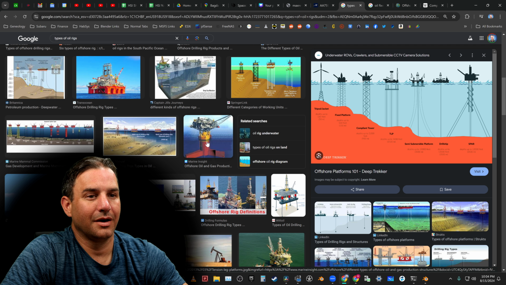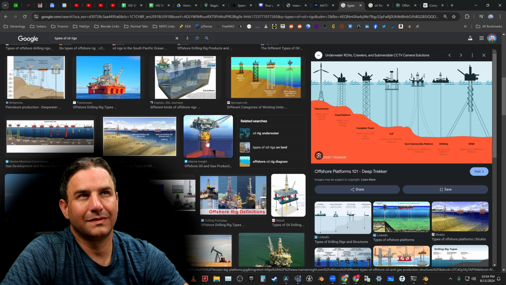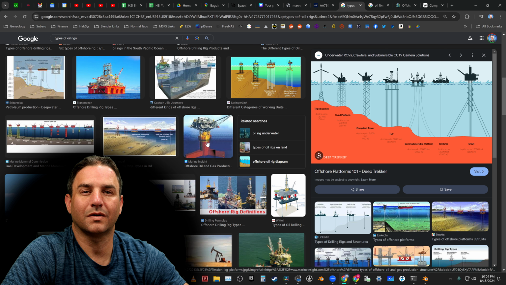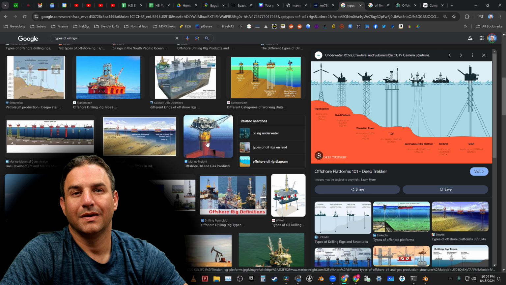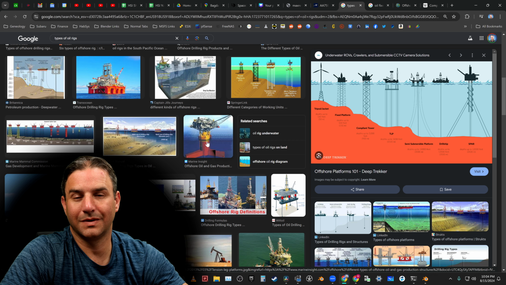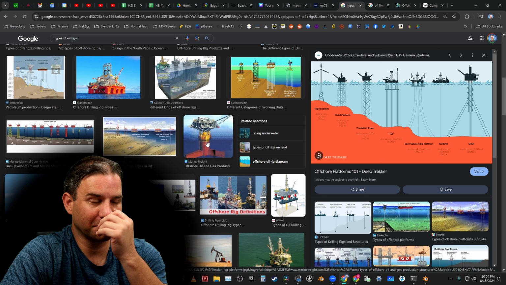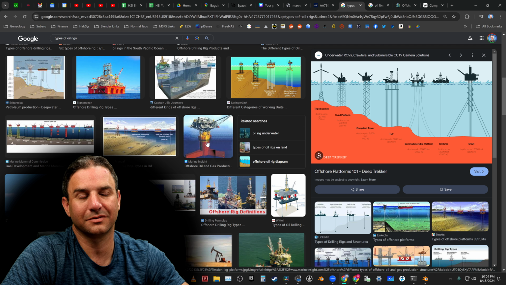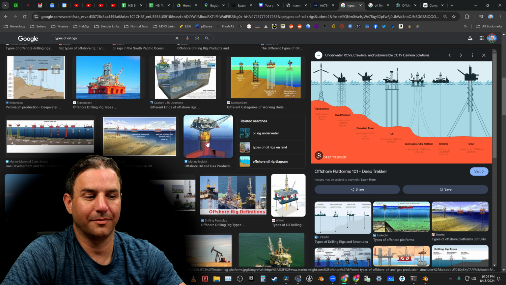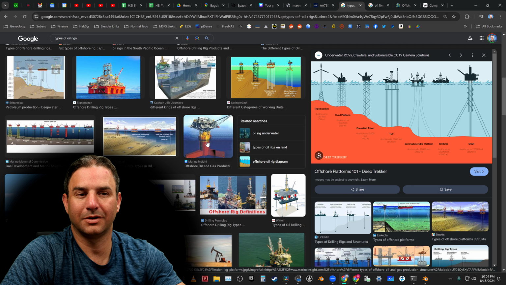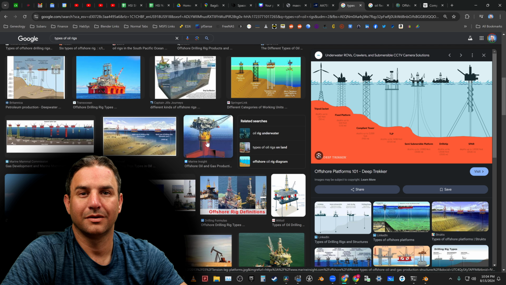So another way to do it would be to use a concrete structure. A concrete structure can stay in the ocean for decades. It does need to be inspected and maintained, but a concrete structure does not need to have a comprehensive maintenance regime. It doesn't need to be removed from the water, so to speak.